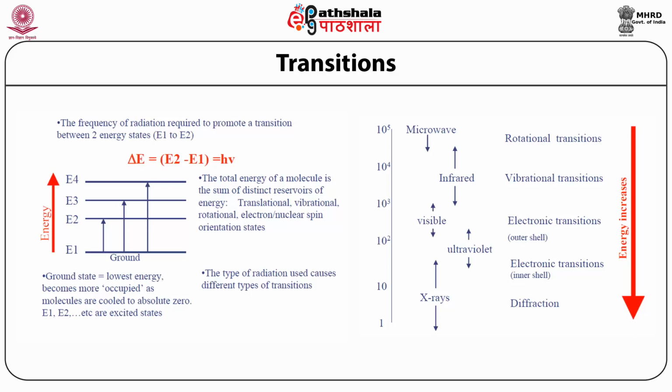The total energy of a molecule is the sum of distinct reservoirs of energy: translational energy, vibrational energy, electronic energy, nuclear spin and orientation state. Different types of light are required to produce different kinds of transition. For example, high energy light like X-rays causes diffraction, while visible and UV range light gives electronic transitions in the outer shell as well as the inner shell. However, IR gives vibrational transitions and microwaves give rotational transitions.